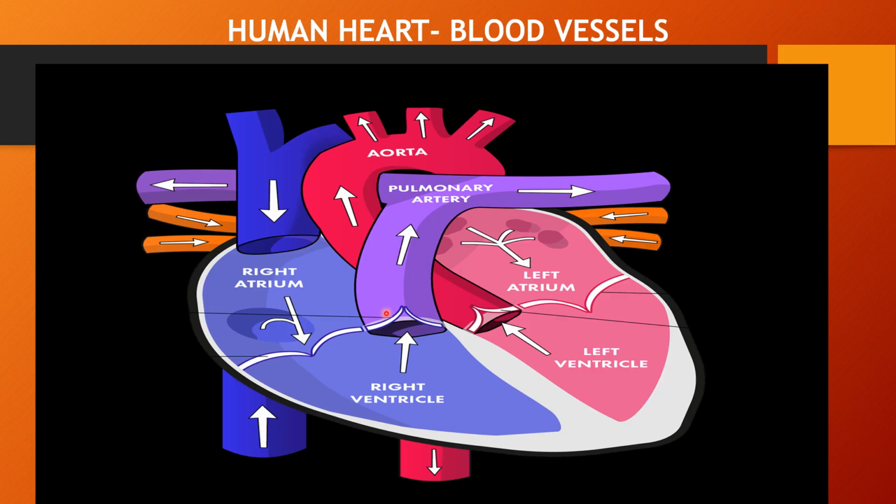Apart from it, the pulmonary artery has a valve called the pulmonary valve. The aorta also has, at its base, a valve called the aortic valve. So the aortic valve and pulmonary valve also prevent backflow of blood. So this is about the internal structure, that is the 4 chambers and the valves present, and what the blood vessels connected to it are.